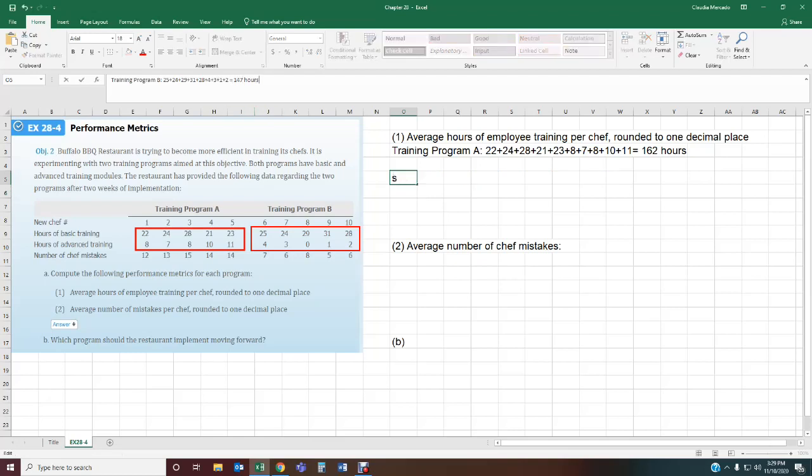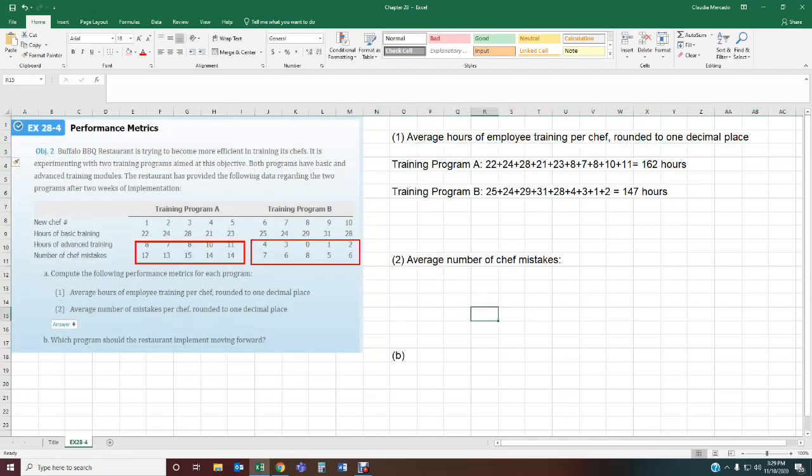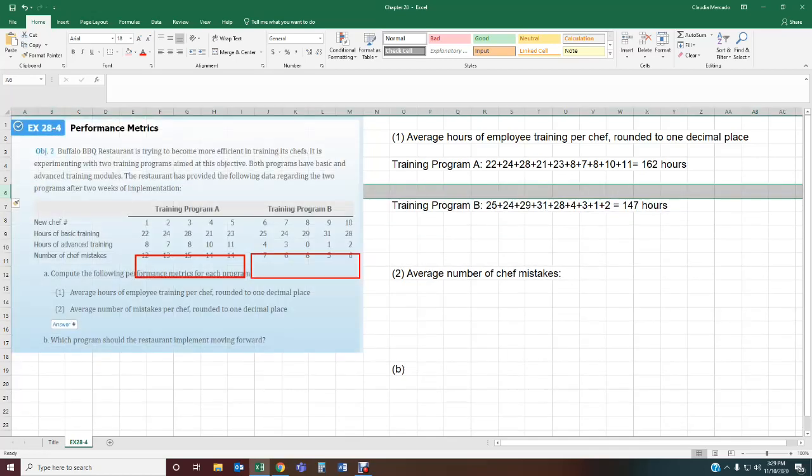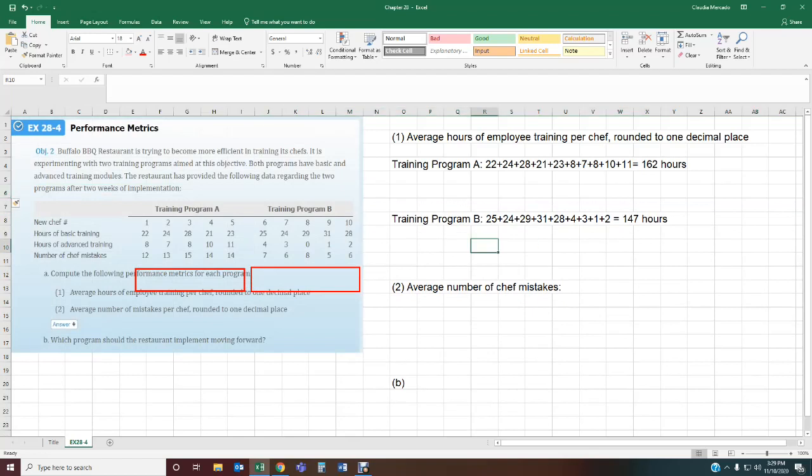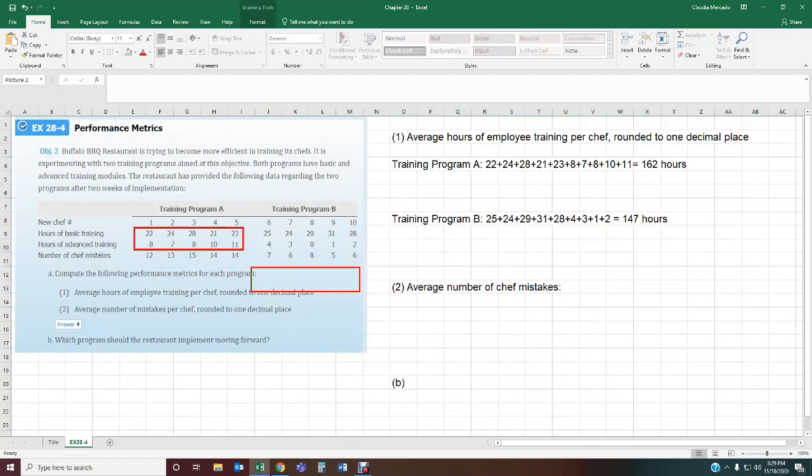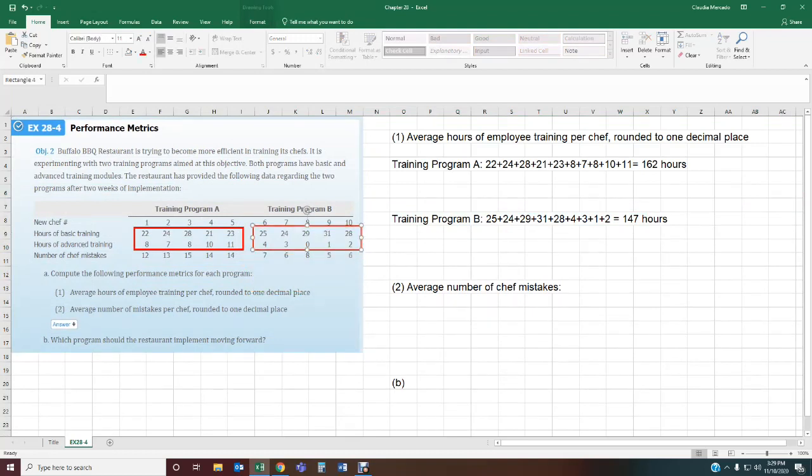So now we know how many hours are being invested in training program A and in training program B: 162 hours for training program A, 147 hours for training program B. They're also asking you to obtain the average hours of employee training per shift rounded to one decimal place and the average number of mistakes per shift rounded to one decimal place.